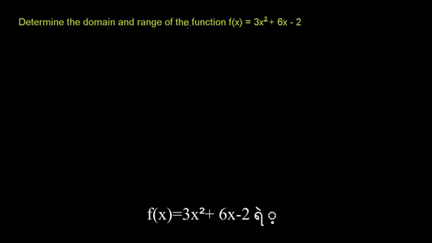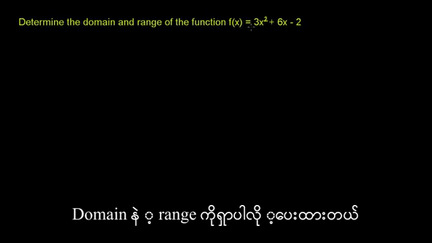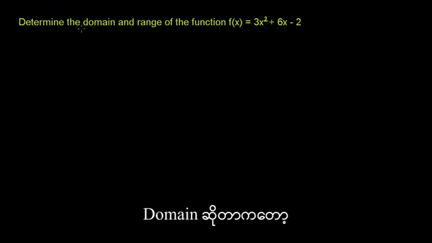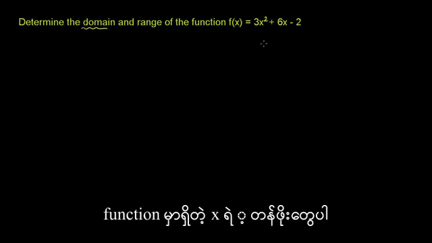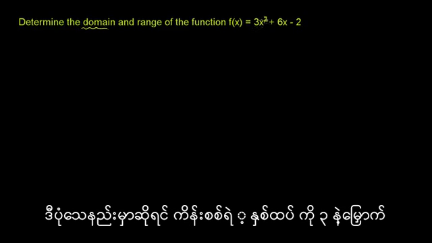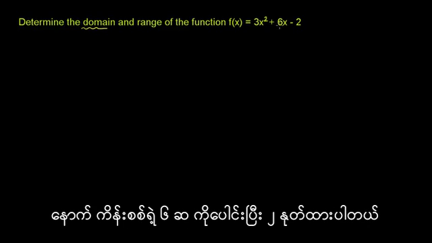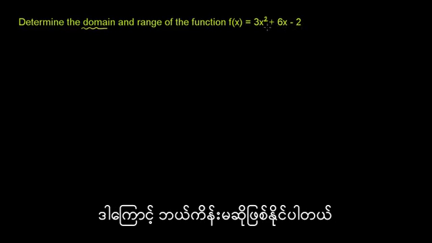Determine the domain and range of the function f of x is equal to 3x squared plus 6x minus 2. So the domain of the function is the set of all of the valid inputs, or all of the valid x values for this function. And I can take any real number, square it, multiply it by 3, then add 6 times that real number, and then subtract 2 from it. So essentially any number, if we're talking about reals.